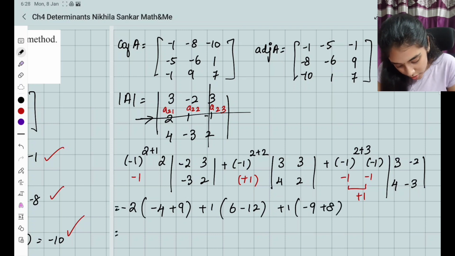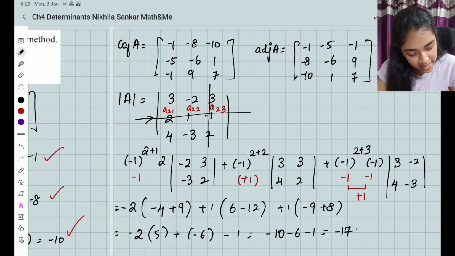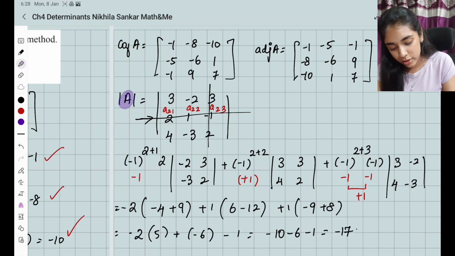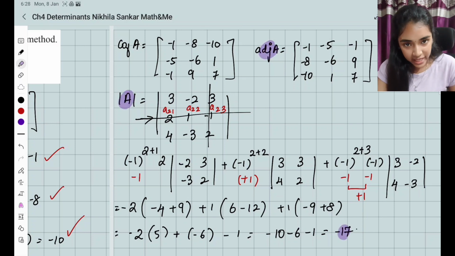So final line I'll have minus 2 times minus 4 plus 9 is 5 plus 1 into 6. So this is minus 6, then minus 1. So in the end I have minus 10 minus 6 minus 1, which is going to be minus 17. So we have found out the determinant of A, which is minus 17, and adjoint of A. So now we can find A inverse.